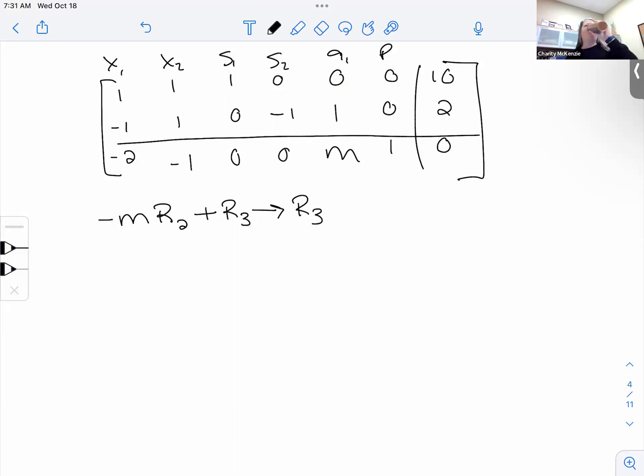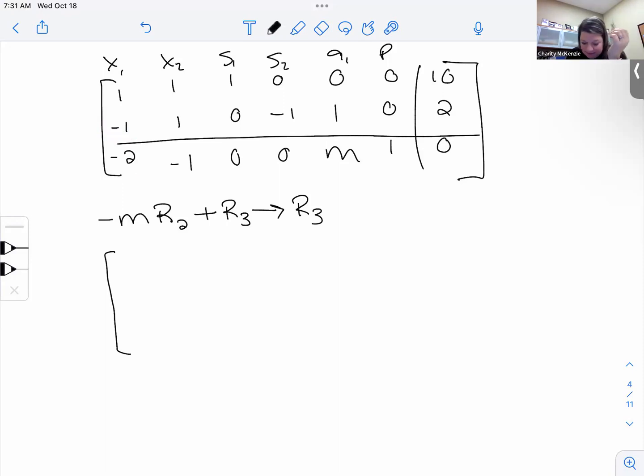Showing your steps like this is important so that I know what you're doing, and so you can look back at your work and know what you did too. It is helpful. So let's do that. It's going to look a little different. We're replacing this on row 3. So this first one, we're going to times by negative M. Well, -1 times negative M is positive M, and then -2.